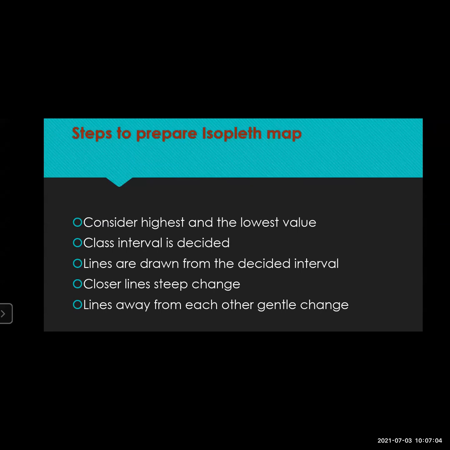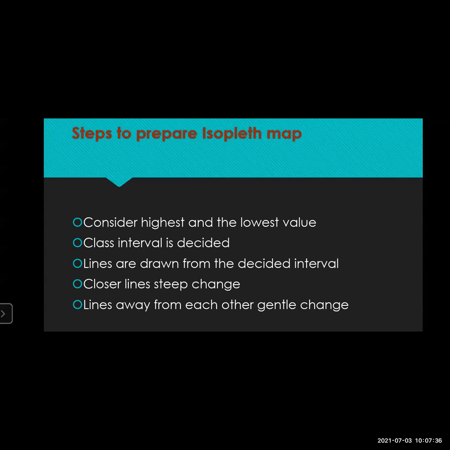And if you want to show five classes, then you're going to take the lowest value as 20, then 40, then 60, then 80, then 100. In the same way, it is very important for you to consider the highest and the lowest value of the variables. Then the class interval is decided to draw the isopleth map. The class interval is also important.